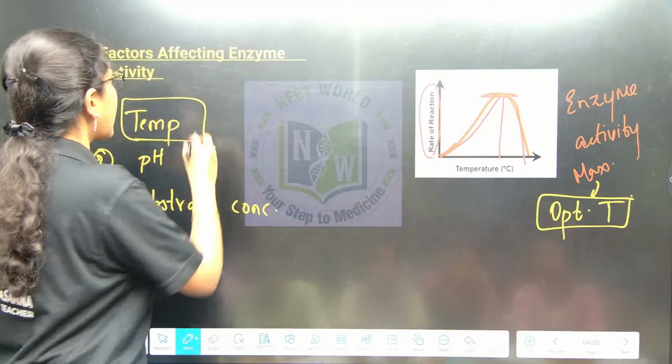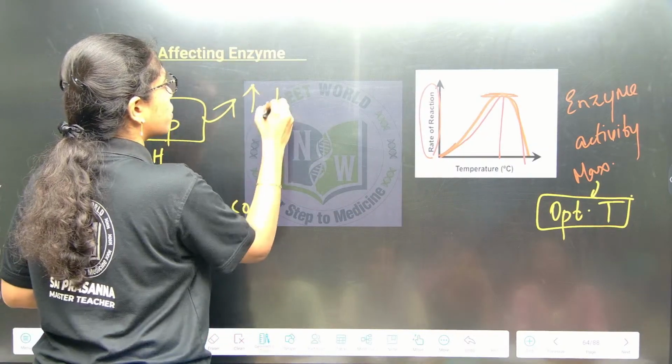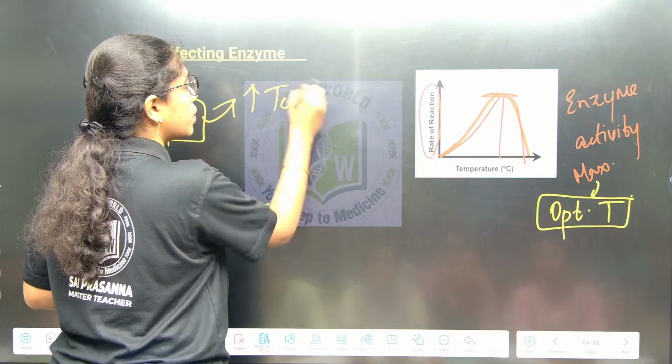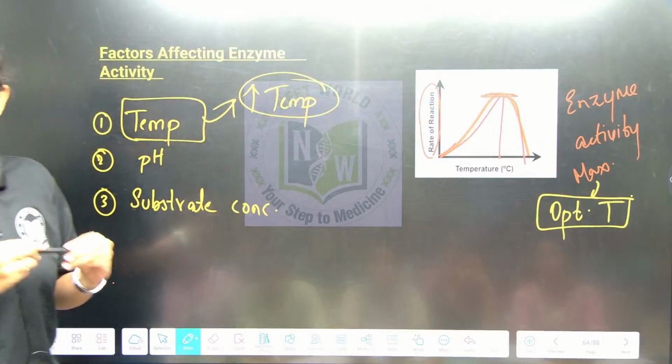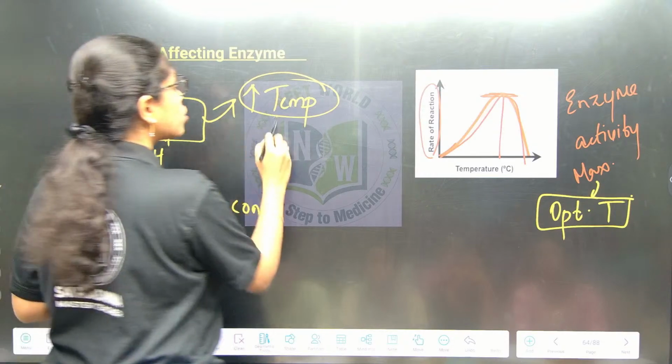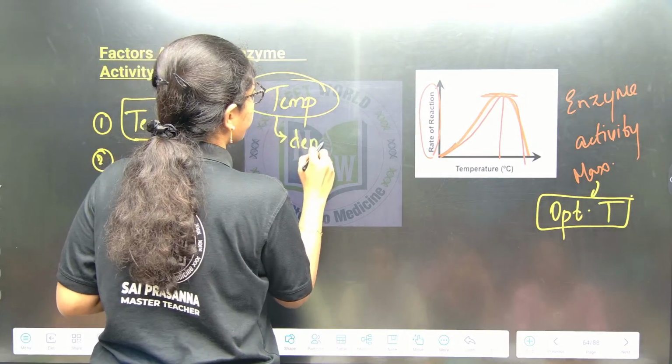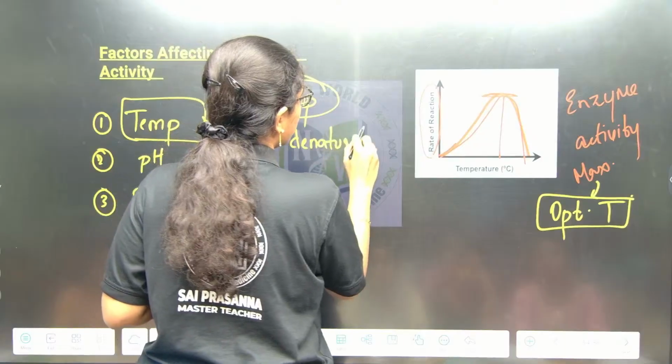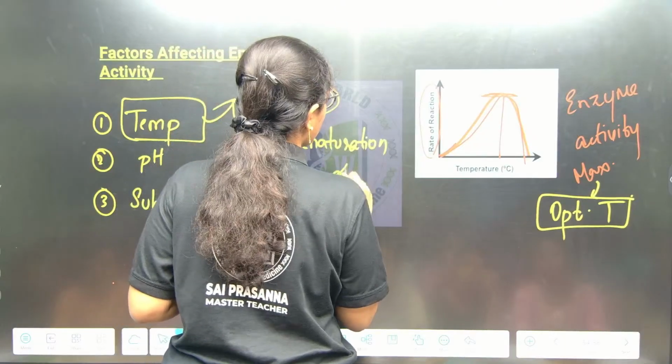With a rise in temperature beyond the optimum temperature, the structure of the enzyme will be destroyed. It leads to what? Denaturation of the enzyme. This leads to denaturation of the enzyme.